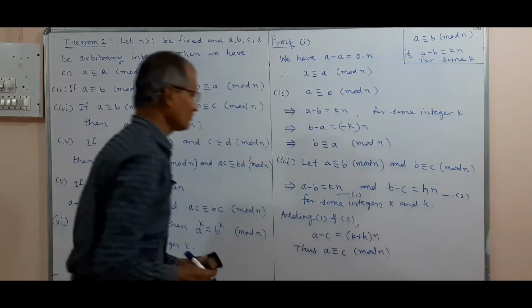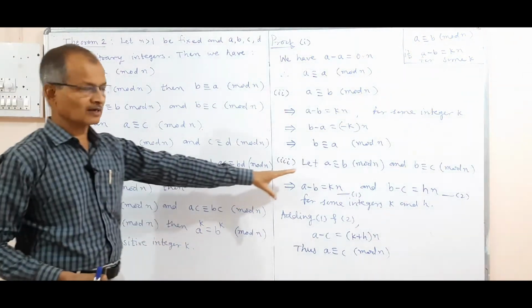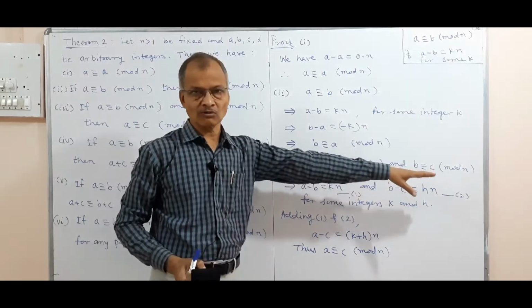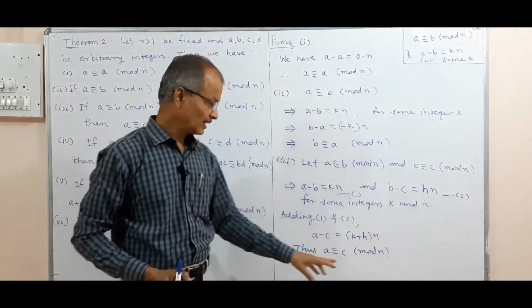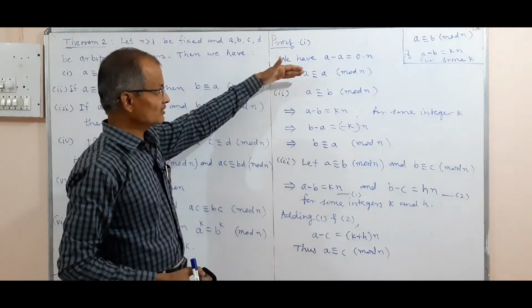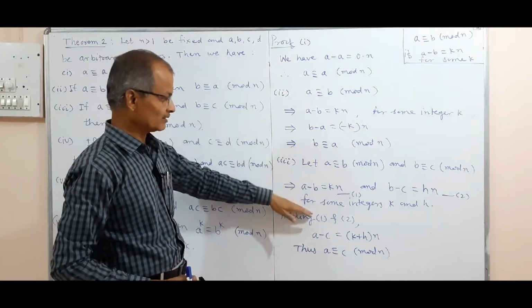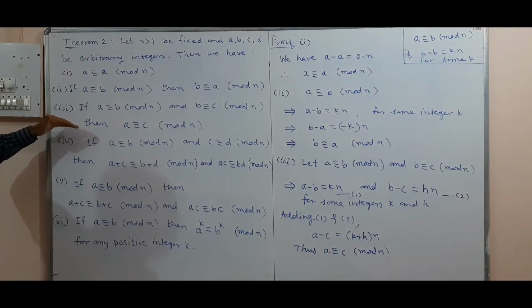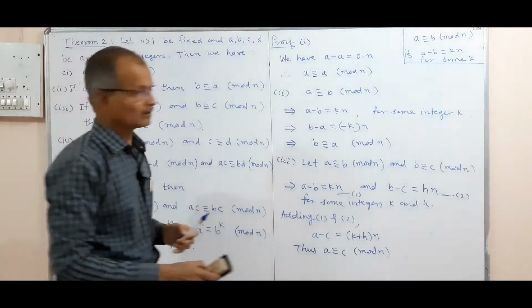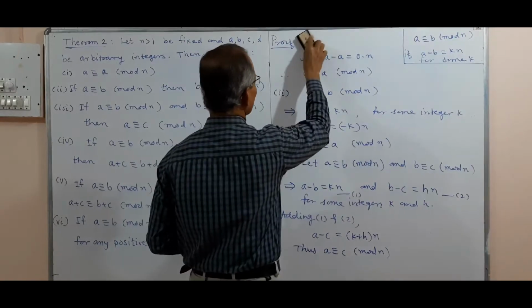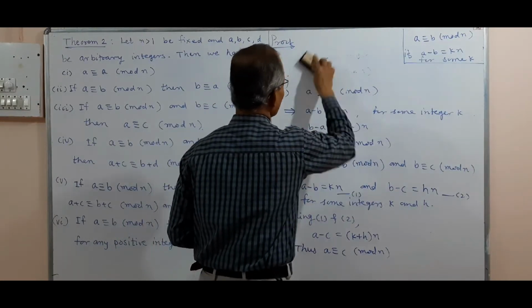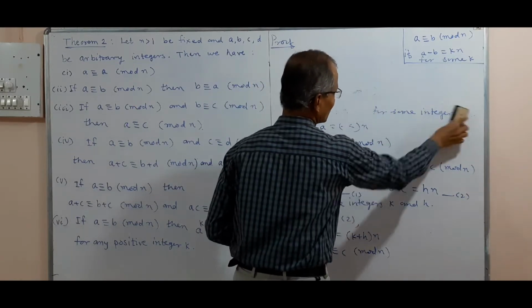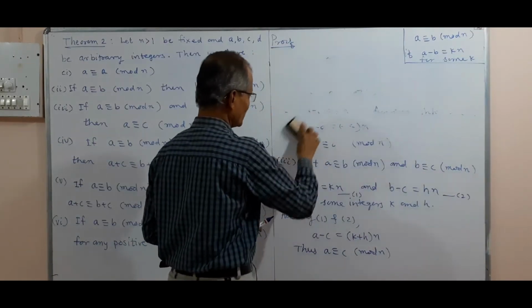Now see the first three properties. This property is known as the transitive property. A is congruent to b modulo n, and b is congruent to c modulo n, implies a is congruent to c. So this is reflexive, this is symmetric, and this is the transitive property for congruences. So congruence is an equivalence relation. If all these three properties are satisfied, that type of relation is known as an equivalence relation. So these are simple properties, and we are using only the definition to prove them.